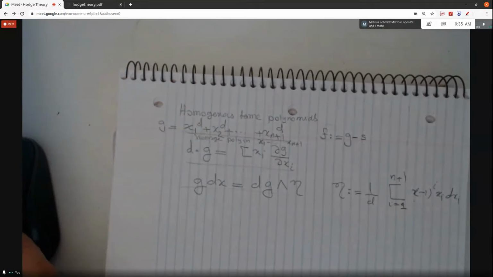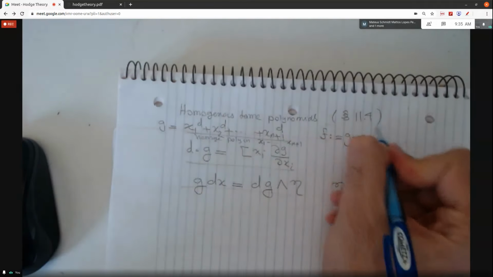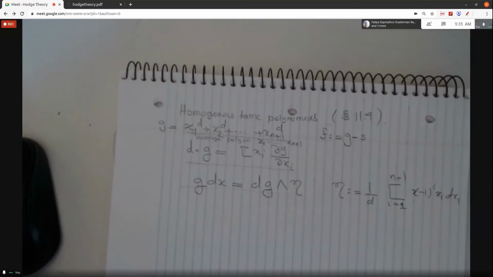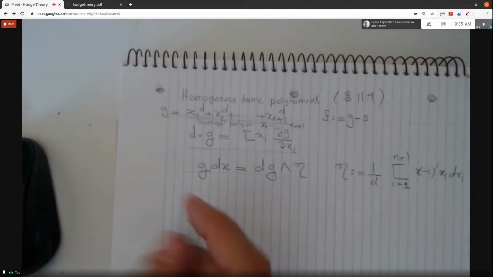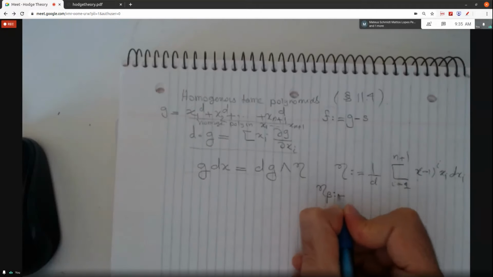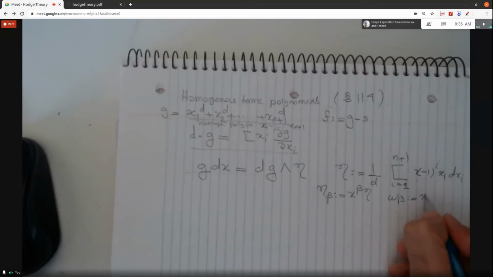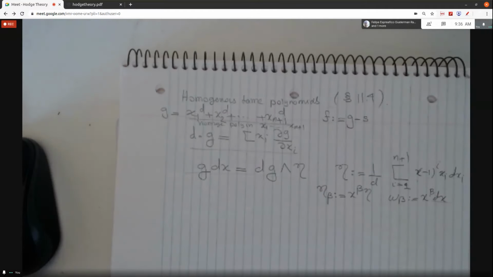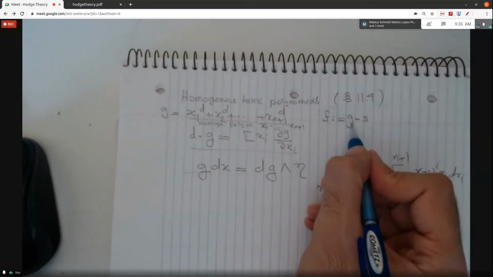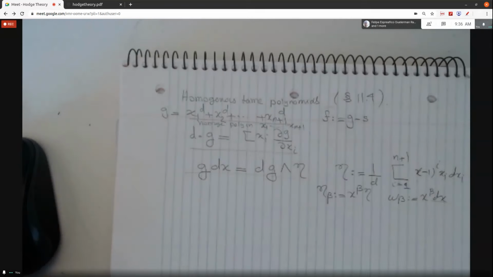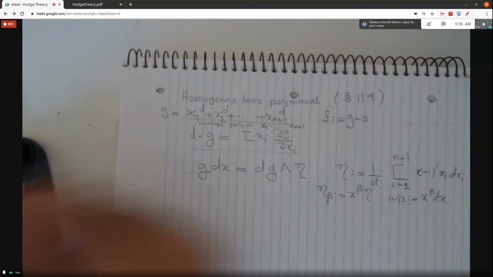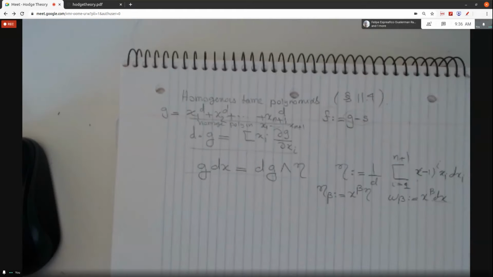Maybe this is section 11.4. Okay. Let me remember this eta beta. Eta beta was just the monomial x^beta. This omega beta was just x^beta dx, and dx is the wedge product of all these dx_i. One of the good points of this homogeneous case is that my tame polynomial is the homogeneous polynomial plus a constant, and there are no other monomials. And it will turn out that the computation of the Hodge filtration in this case, because of this format, is very easy. So let's do it.